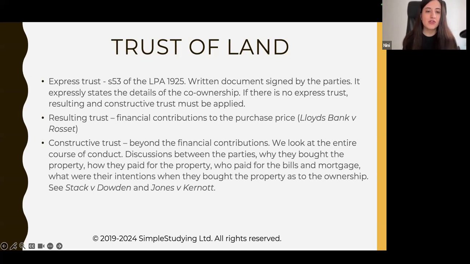It takes into consideration lots of things like the entire course of conduct, even the intention of the parties when they bought the property. Did they intend it to be a family home? Did they intend it to be equally divided between the co-owners? What were the discussions between the parties? The court will look at every single discussion between the parties to determine their intentions and therefore calculate the ownership that way.